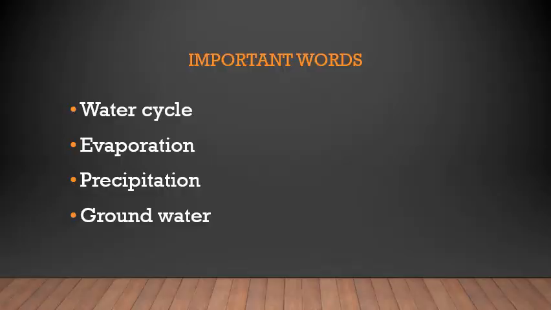Now you're going to learn the important words: water cycle, evaporation, precipitation, and groundwater. Groundwater means when it comes back to the ocean or the sea, it also goes under the ground.